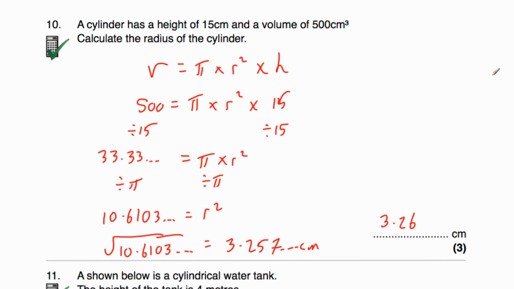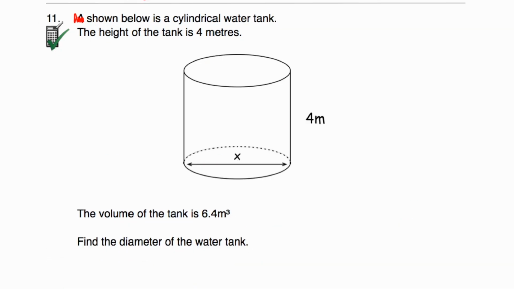And that's it. Okay, question number 11. Question number 11 says, shown below is a cylindrical water tank and the height of the water tank is 4 meters. So the height of this water tank is 4 meters. And we're told the volume of the water tank, that's 6.4 meters cubed or cubic meters. And we're asked to find the diameter of the water tank.